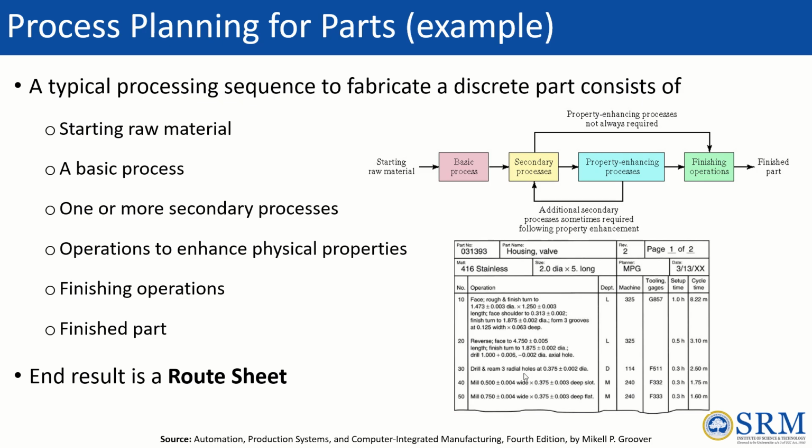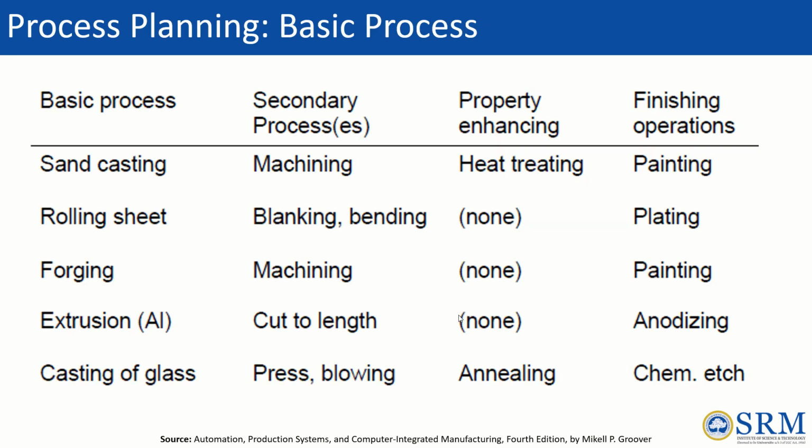The route sheet consists of all the details like part number, part name, the page numbers, what the material is, what the size of the material is, who the planner is and when the process plan is being prepared. It also includes the sequence number, what operations are to be carried out, which department it has to be sent to and which machine the operation has to be performed on, the tooling, gauges, setup time, cycle time, etc.